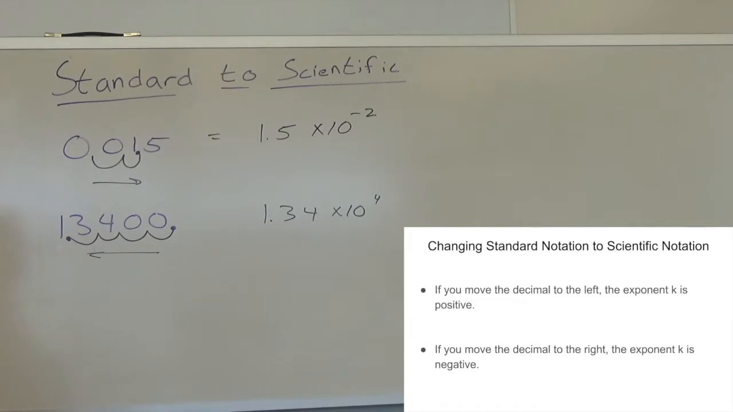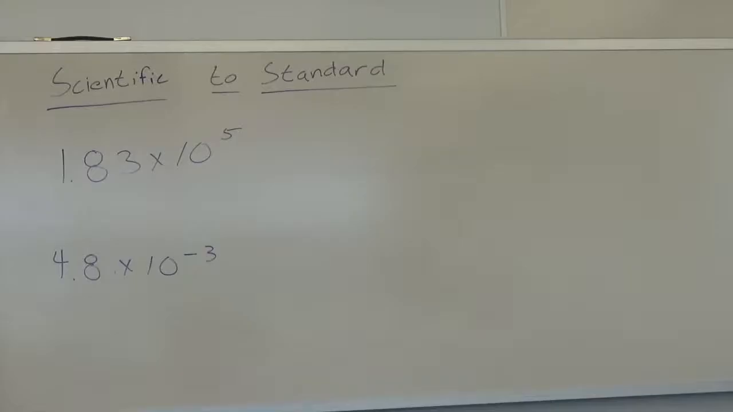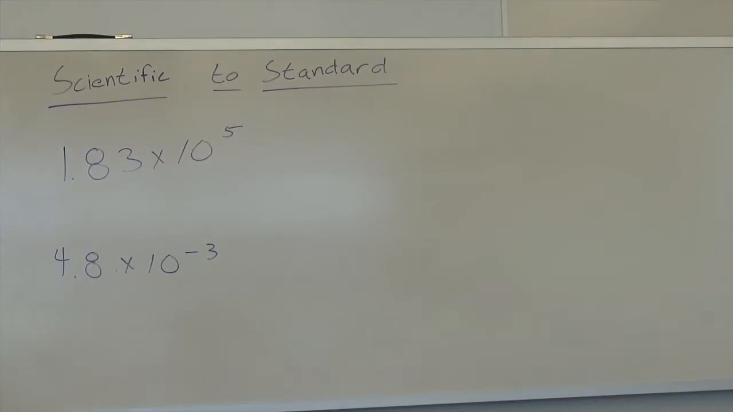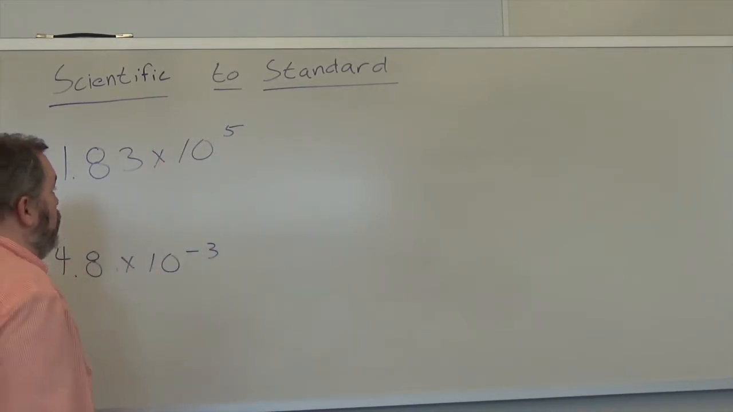So, 13,400 is 1.34 times 10 to the 4th. Alright, now we're going to reverse the process. We're going to go from scientific back to standard notation.